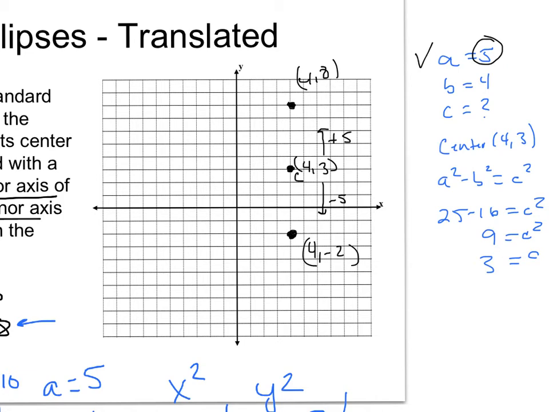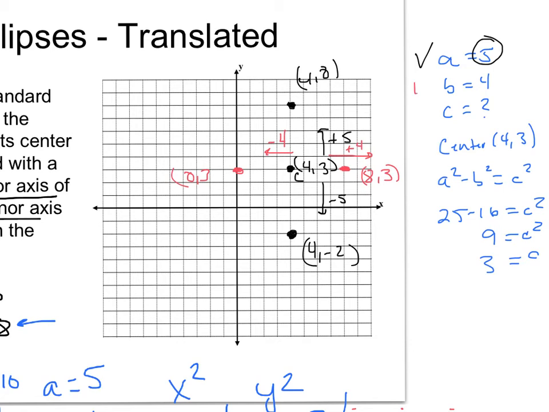Okay, so I got that one taken care of. Now I'm going to go ahead and plot the co-vertices. So I'm going to go this way and subtract 4. If I subtract 4 from the x, which is already at 4, I'm going to be at 0. When I go this way, I'm going to add 4, so that's going to put me at 8. So this point is going to be (8, 3), and this point is going to be (0, 3).